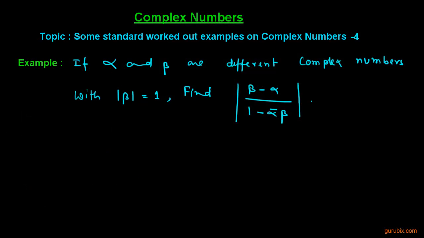Welcome friends. Let us solve another interesting question on complex numbers, and the question is as follows. Let alpha and beta be different complex numbers with |beta| = 1. Then find |(beta - alpha)/(1 - alpha bar beta)|. So let us see how to solve it.